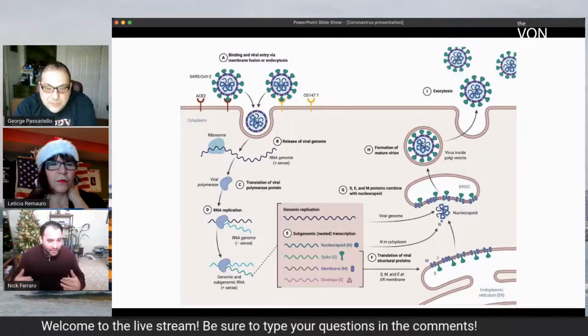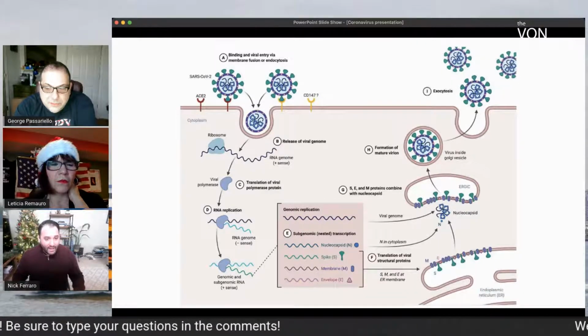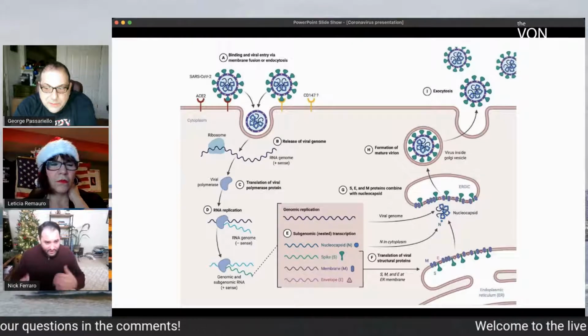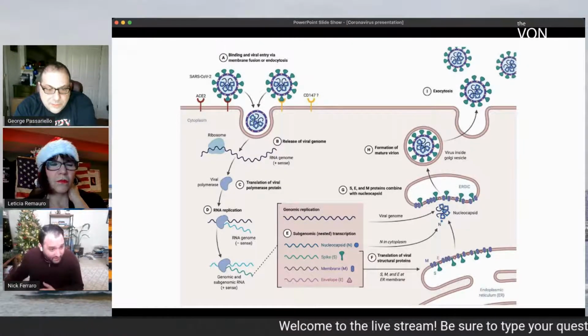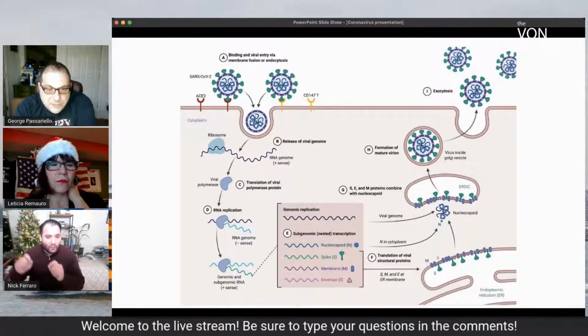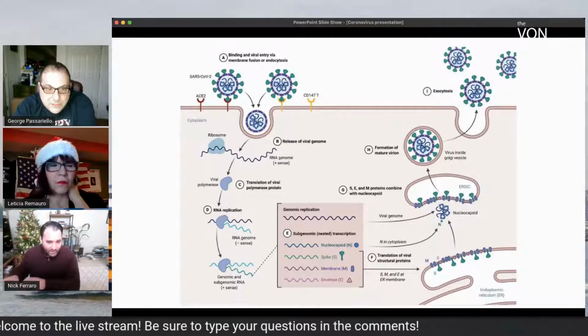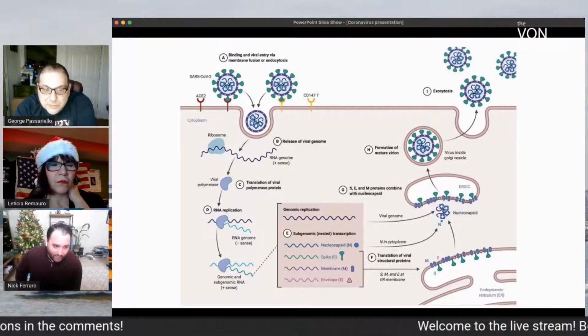But what does the cell do? The cell then takes the positive sense RNA and turns it into DNA to produce the proteins. Well, I'm sorry, it doesn't. The mRNA has the code for the S protein, the M protein, the E protein. Okay, and that is incorporated into the envelope.